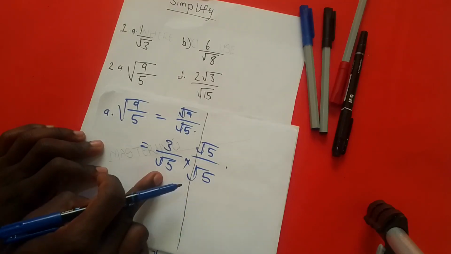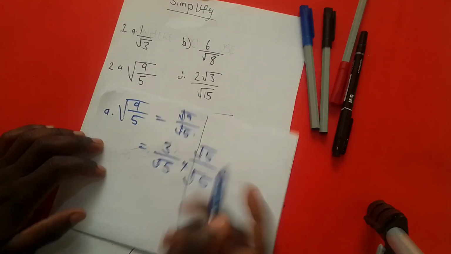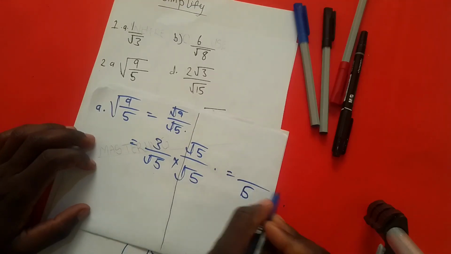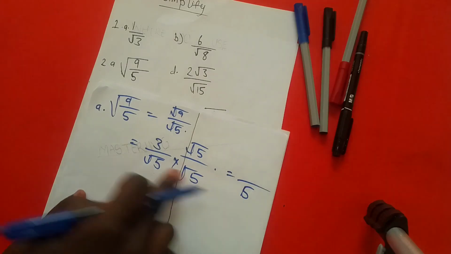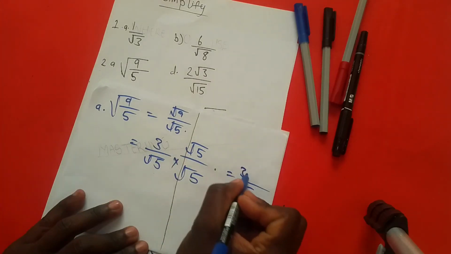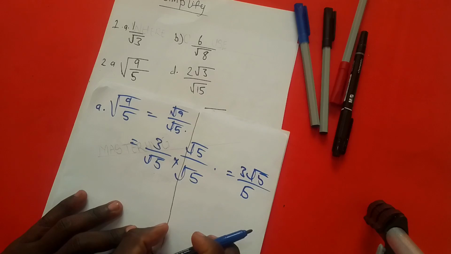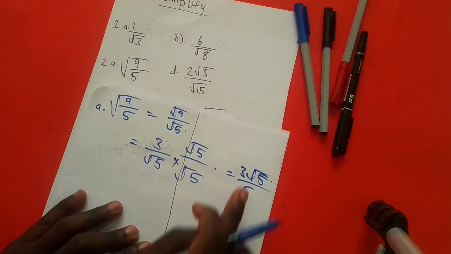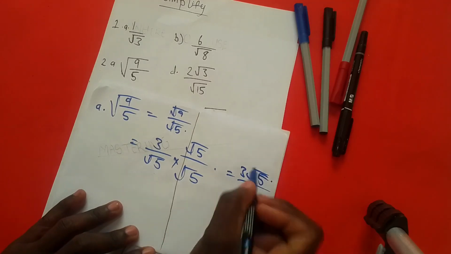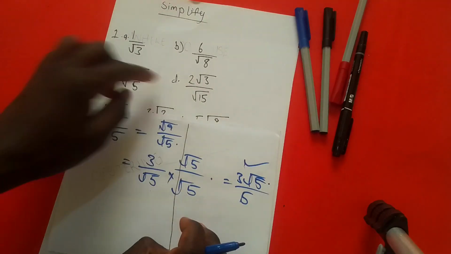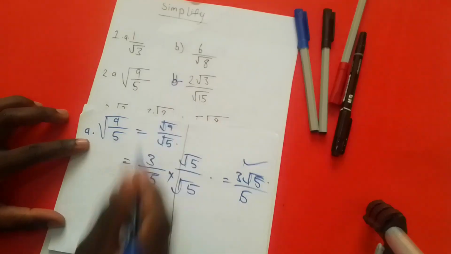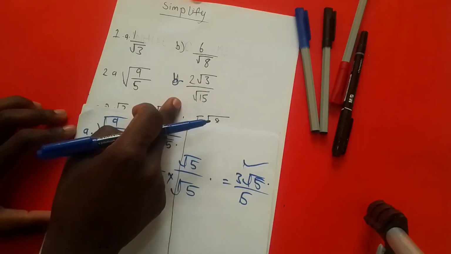Therefore, root 5 times root 5 is equal to 5, right? Then 3 times root 5 is equal to 3 root 5. Therefore, you have simplified now. The solution is 3 root 5 over 5. Therefore, you're done. Okay, so number 2B is for you to practice.